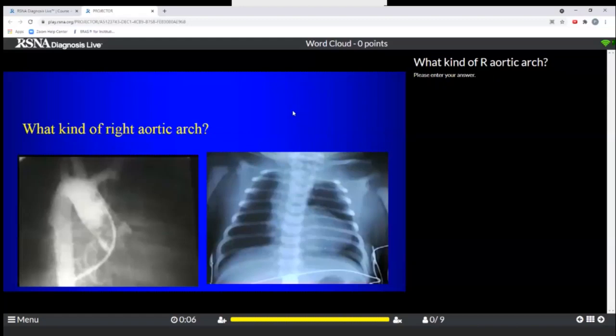What kind of right aortic arch is this? What do we call this? And what is the significance? If you look carefully at the chest radiograph, you may be able to tell me the significance of this right aortic arch. Okay, so we'll give you 5 more seconds there. 5, 4, 3, 2, 1.